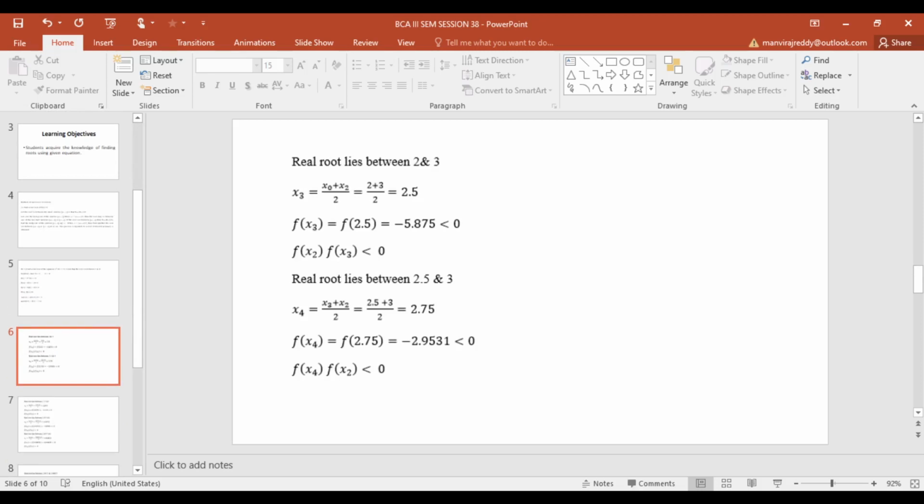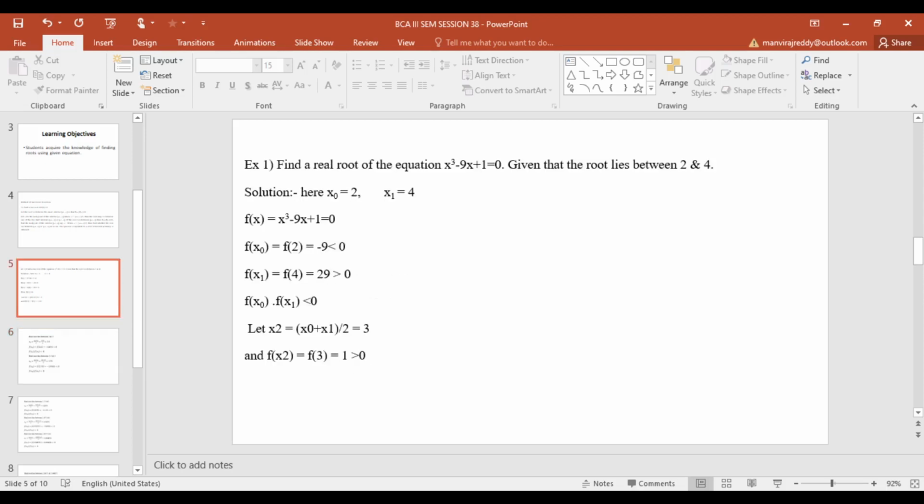Again in this method we measure x3, which is equal to (x0 + x2) divided by 2, that is (2 + 3) divided by 2, that is 2.5. So we measure the value of f(2.5), which is minus 5.875, less than 0.